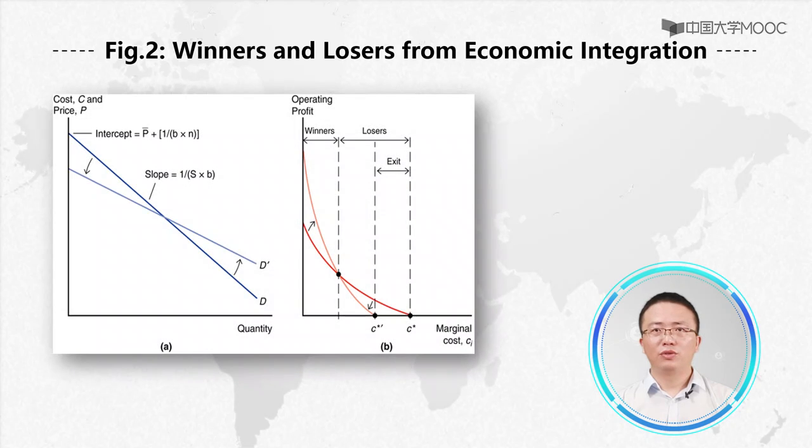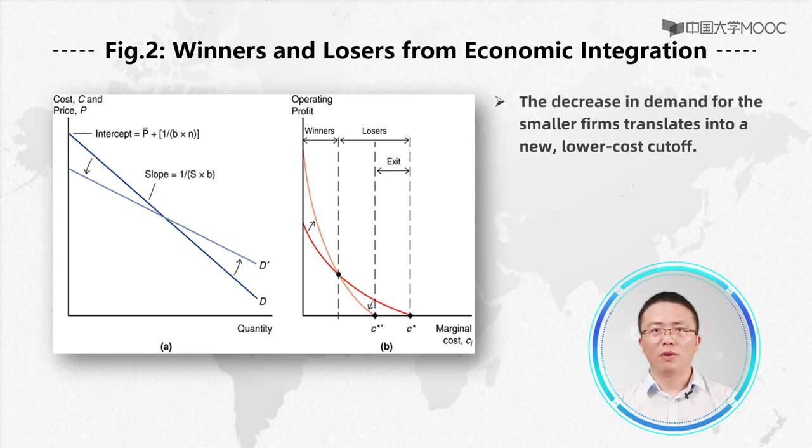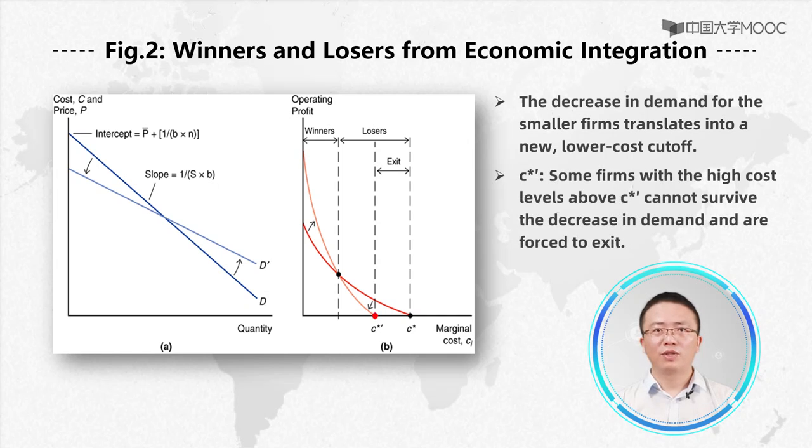Panel B of figure 2 shows the consequences of this demand change for the operating profits of firms with different cost levels, c_i. A decrease in demand for the smaller firms translates into a new lower cost cutoff, c star prime. Some firms with high cost levels above c star prime cannot survive the decrease in demand and are forced to exit.